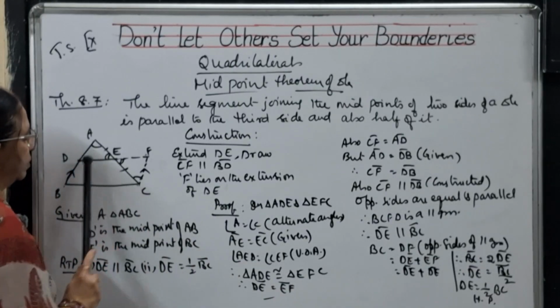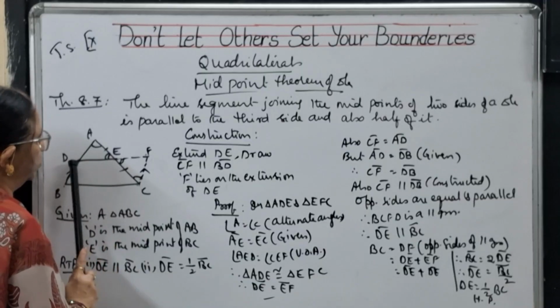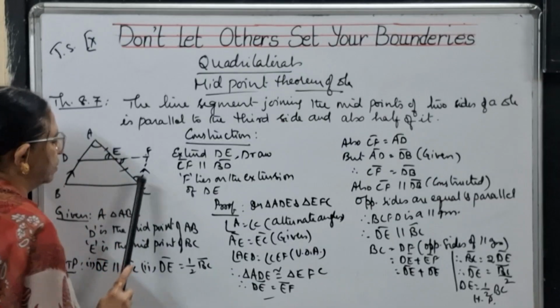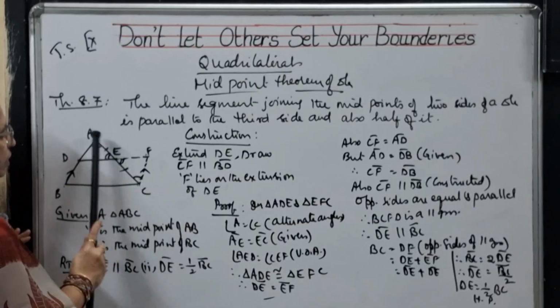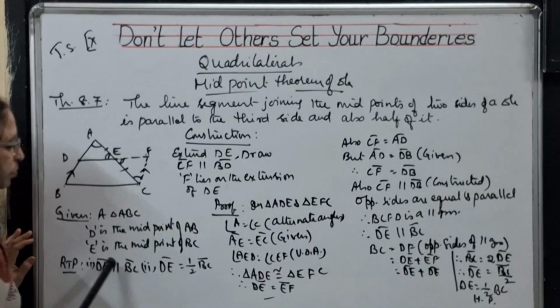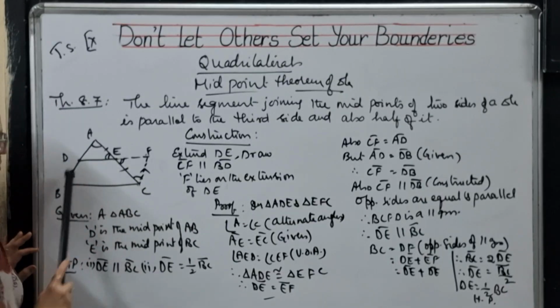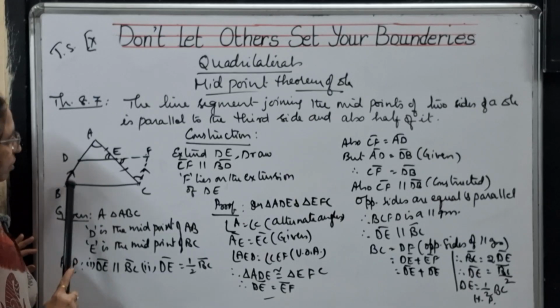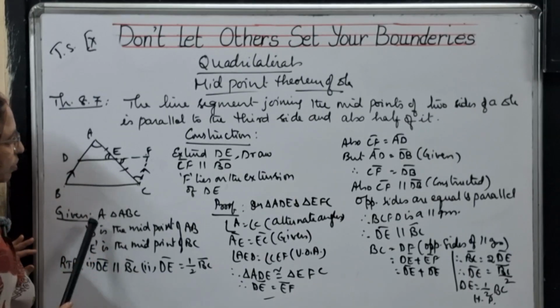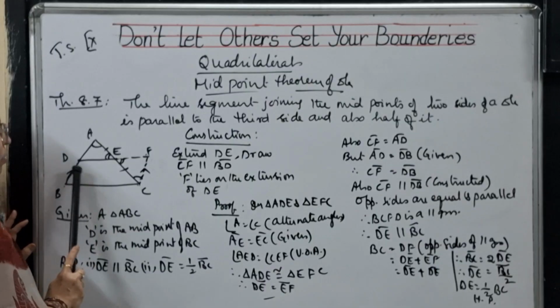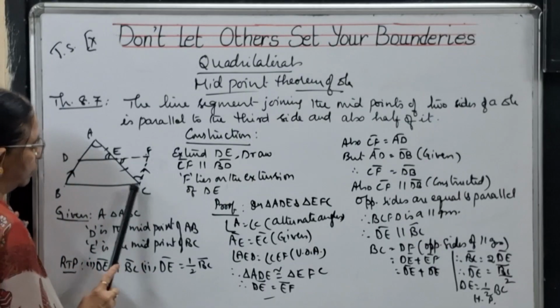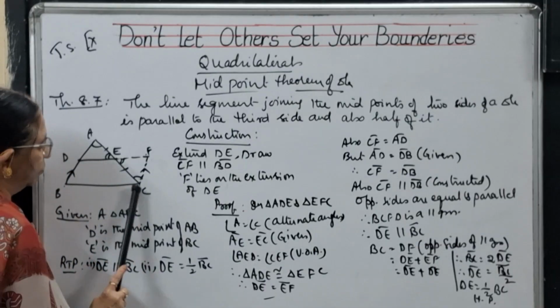In triangle ABC, a line joining the midpoints of two sides of a triangle is parallel to the third side and also is half of the third side. So, in triangle ABC, D and E are the midpoints of AB and AC, and DE is joined. Now what you have to prove? RTP: DE is parallel to BC and DE is half of BC.